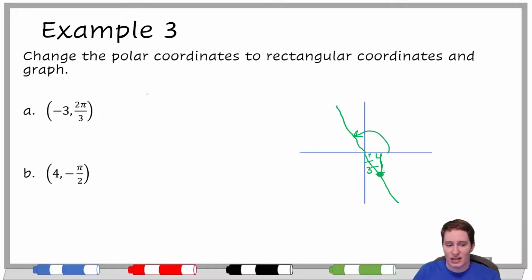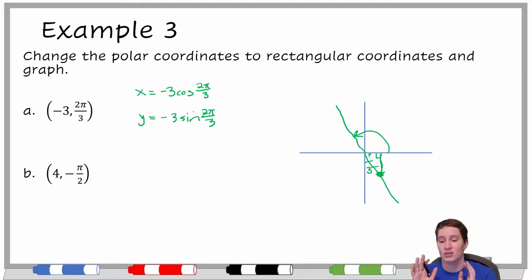If I just want to plug this in, then here's what we could do. We could do x equals -3 cosine 2 pi over 3 and y equals -3 sine 2 pi over 3. That'll work. We could work this out using special right triangles and thinking about it, and that would be fine too. But let's try this in the calculator.